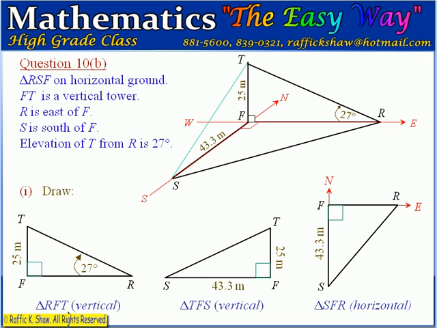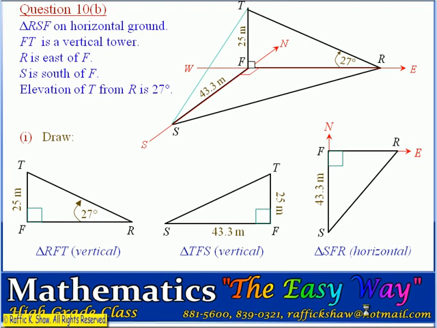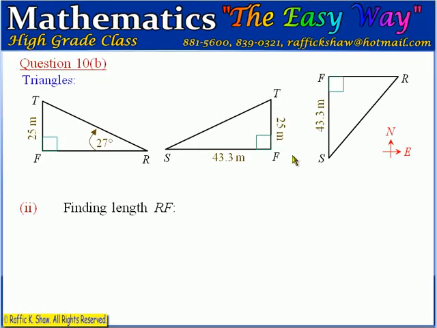Triangle RFT, which is a vertical triangle. Triangle TFS, also a vertical triangle. And triangle SFR, a horizontal triangle. Let's move down now to part 2. So these are our three triangles as we have deduced from the first part, and now we are required to find the length of RF.